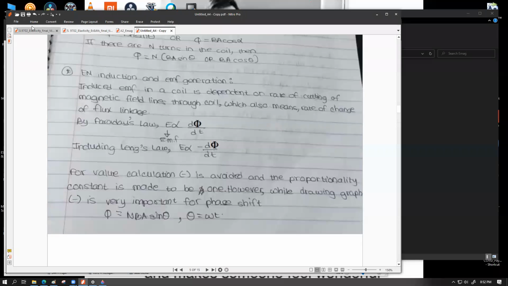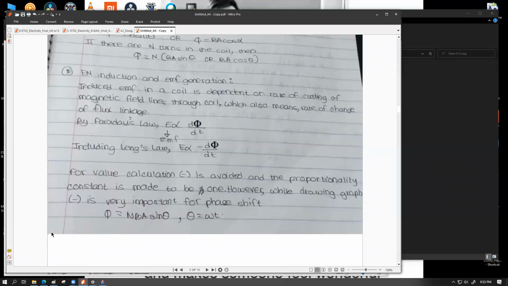So it says that electromagnetic induction, induced EMF in a coil depends on the rate of cutting of magnetic field lines through the coil, which also means rate of change of flux linkage. So there has to be change of flux linkage, and there has to be a certain rate of it. Like I said, if you have a fixed amount of flux linkage, there'll be no EMF. To make EMF, you need to have the flux linkage change. That's why moving the magnet was important. As long as the movement was available, there was EMF generated. So d phi or change of flux linkage is needed.